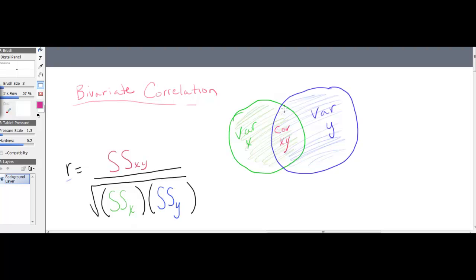I probably can't match that pink color at this point, but this is our covariance right here in the formula. So we have in our numerator the relationship that we're interested in, right? We want to know how much they vary together. In the denominator, we have that extra stuff, those parts that change with no relation to the other variable. This should look very similar to the kind of pattern that we've been seeing all semester.